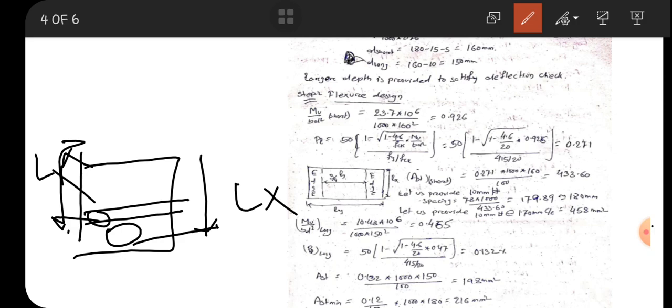For flexural design we have to provide the reinforcement in short span and long span. For flexural design, we can calculate Mu by bd square, and pt we will calculate from the formula pt is equal to 50 into 1 minus root over 1 minus 4.6 by fck into Mu by bd square, whole divided by fy by fck. From that we are calculating pt as 0.271, and Ast we can provide as pt bd by 100.